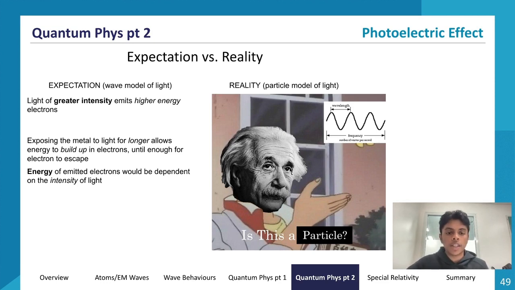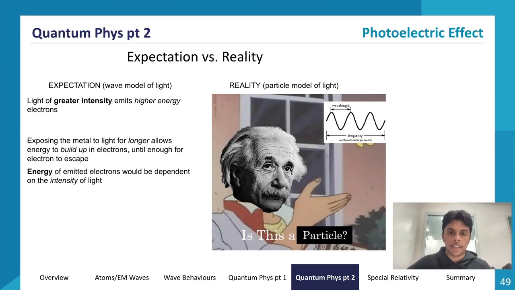And the next one was that the energy of the emitted electrons will be dependent on the intensity of light. So very similar to the first one. That was one of the expectations, and the reality was the complete opposite, or rather it was not relevant at all, because the intensity of light only refers to the number of photons colliding, not the energy of those photons itself. So the energy of the emitted electrons depends on the energy of the photons, which is not dictated by the intensity of light.